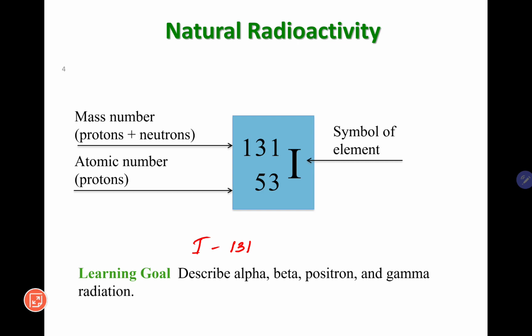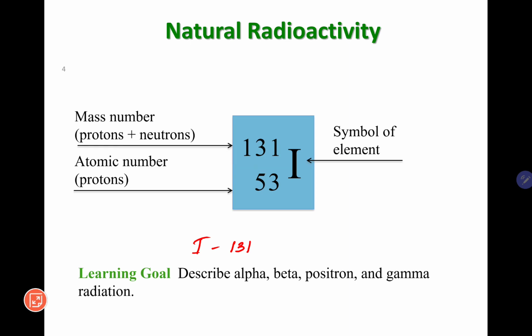The first information in an atomic symbol is the symbol of the element. Here it is iodine, so the symbol is I. The next piece of information is the mass number. The mass number is the superscripted number that you see in an atomic symbol, and this is the larger number out of the two numbers. As you remember from our previous discussions, mass number tells you the number of protons and neutrons that you have in a particular atom or isotope.